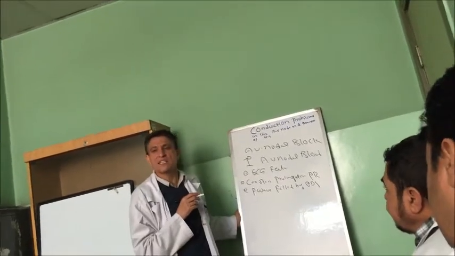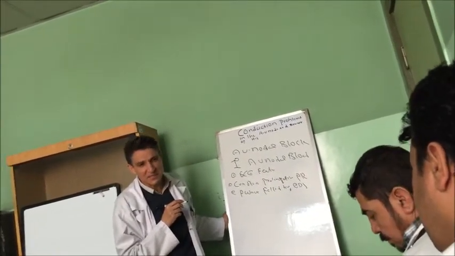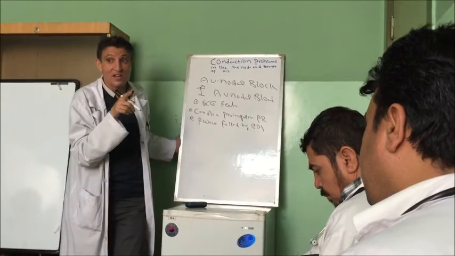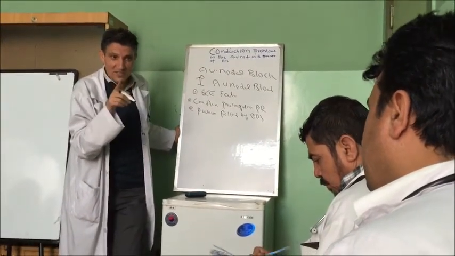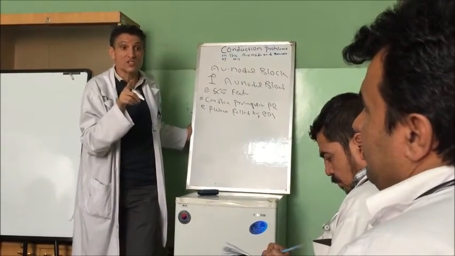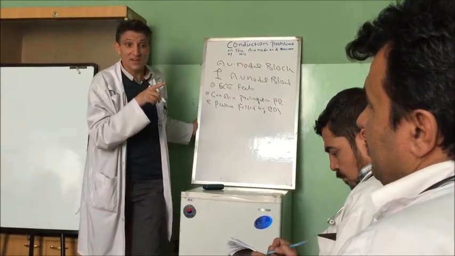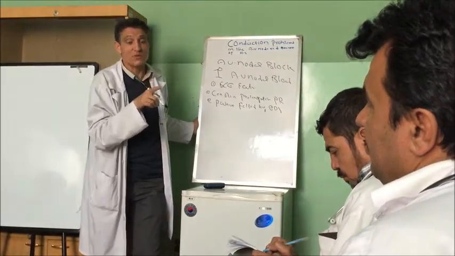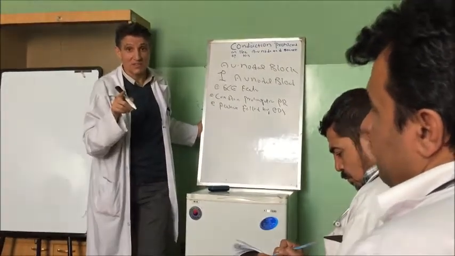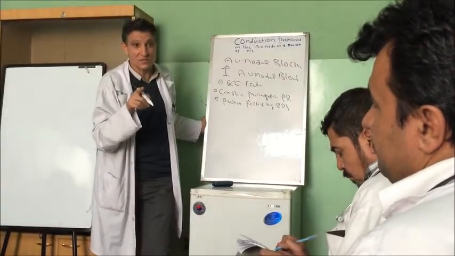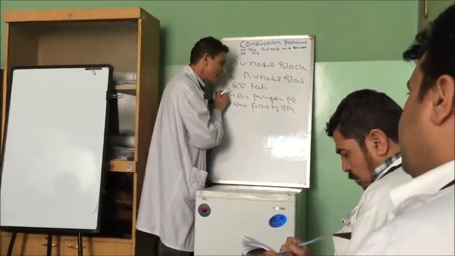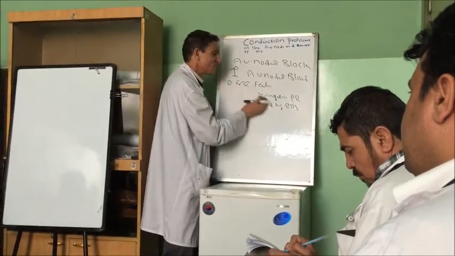First degree AV nodal block may not produce any symptoms. No specific treatment is required, but you should look for the underlying cause which leads to prolongation of the PR interval that I mentioned before: infarction, rheumatic fever, drugs, particularly digoxin, and electrolyte imbalance. We will send the patient for more investigation to see whether this patient has infarction or not, we'll check the electrolytes, and finally we'll think about acute rheumatic fever. This was the first degree AV nodal block: clinic, ECG, pathogenesis, and finally treatment.